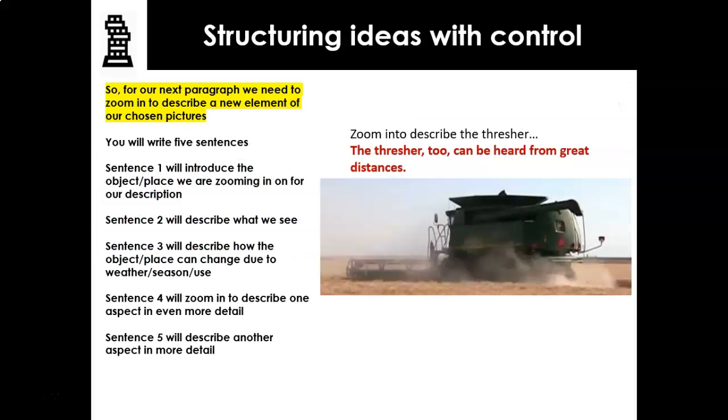So for our next paragraph, you might zoom in on this bad boy. If you'd chosen this picture in the starting place, this is what you're zooming in on. You are going to describe the thresher. So it says here, if you wanted, this could become the first sentence of your paragraph: the thresher too can be heard from great distances. So that's my sentence number 1. I've made it really clear I'm about to describe the thresher. So for sentence number 2, I've got to describe what I can see.